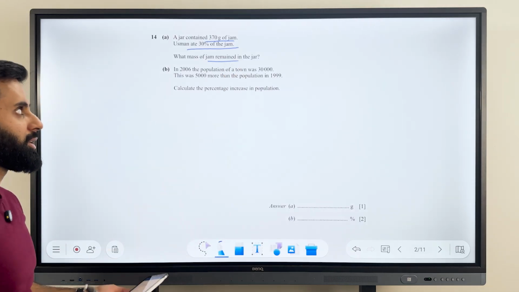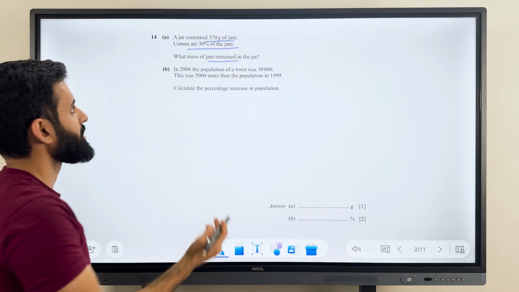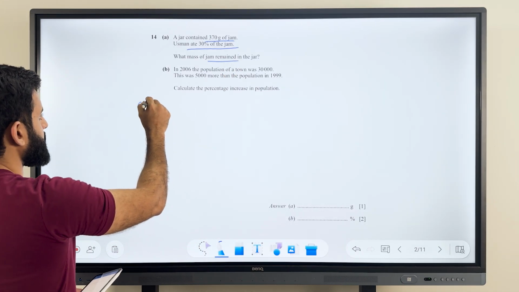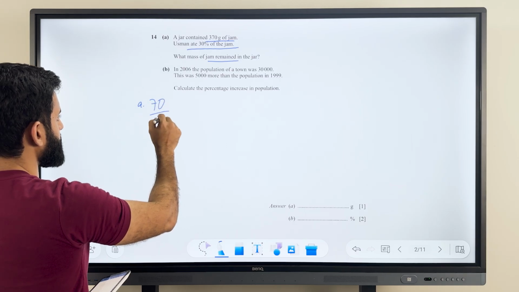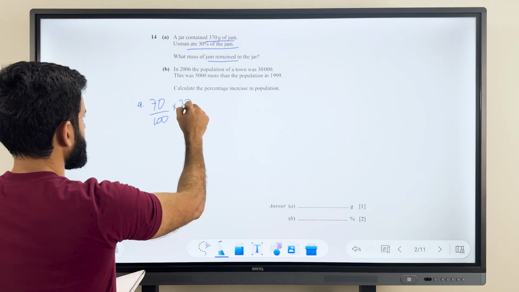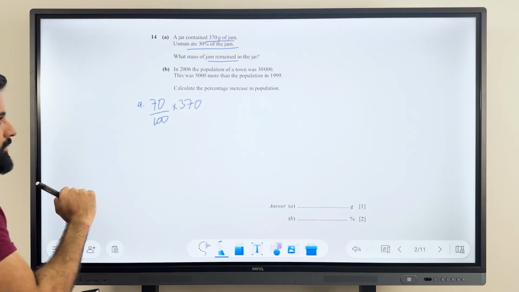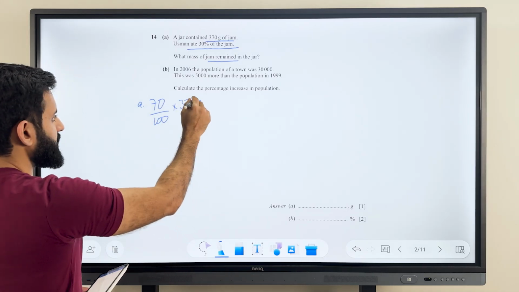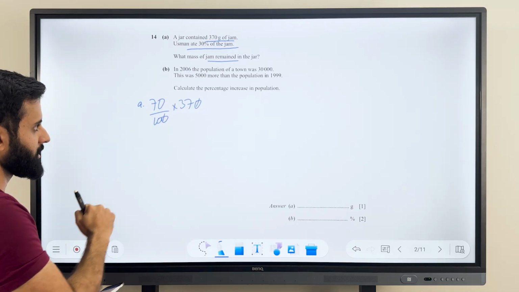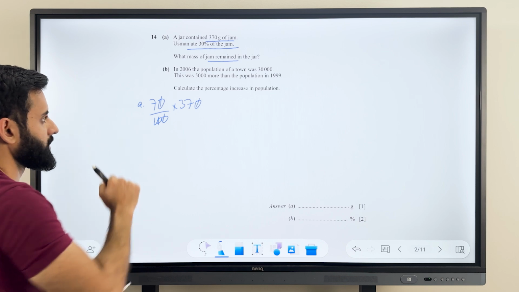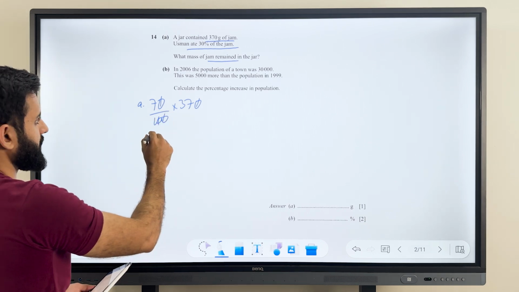Okay, so if he's eaten 30%, that means what's left is 70%. So all we got to do is, for the first part, just find out 70% of 370. Once again, let's see how we can make this easy for ourselves. So let's simplify as much as we can. We can cross out these two zeros. We can cross out these two zeros. And what we're down to is 7 times 37.